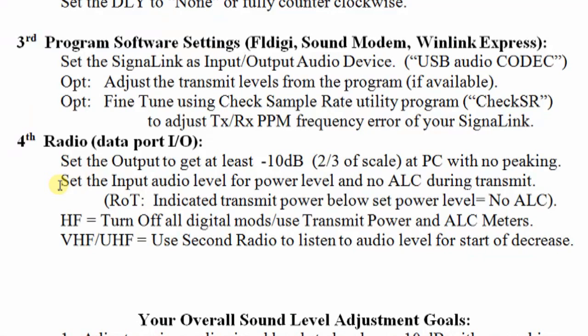And the rule of thumb for this is that we're going to set the power level at the radio higher than the actual transmit power that we adjust with the SignaLink. We've explained this in some earlier videos, and I'll cover this a little bit later. It's not as complicated as it sounds, but that's how we're going to do it. And that's going to be primarily for the HF. We want to turn off all digital modes and use the transmit power and the ALC meters as the thing to identify if we're doing things correctly. For VHF, UHF, we don't have those typical meters, and so we're going to use a second radio to listen to the audio levels that are being transmitted, and we can adjust it that way.